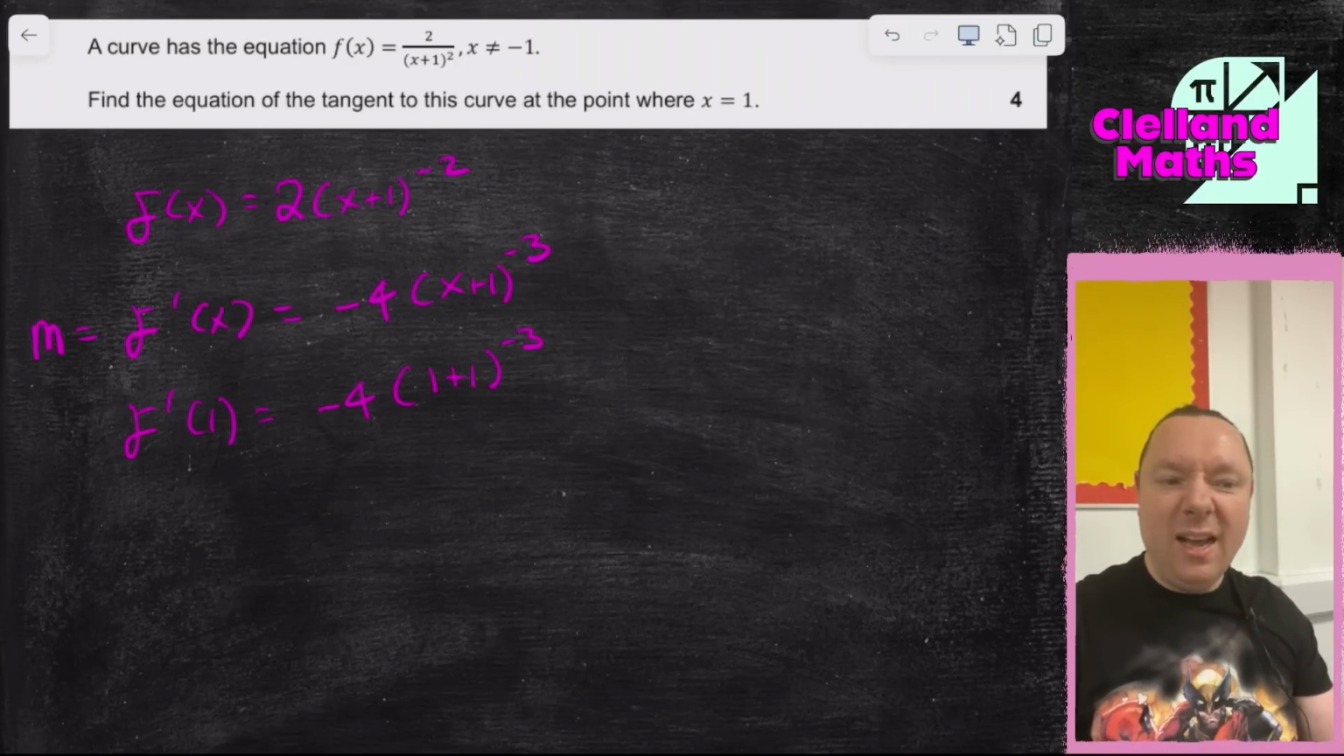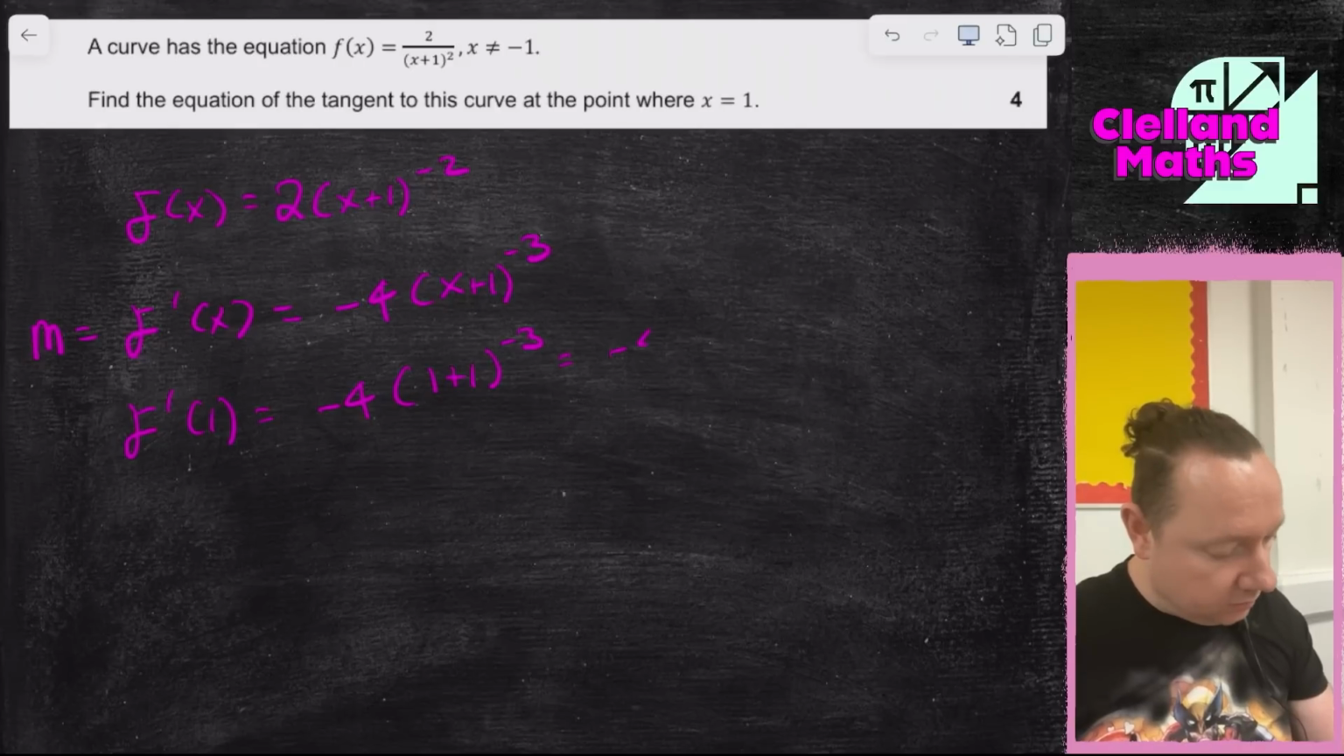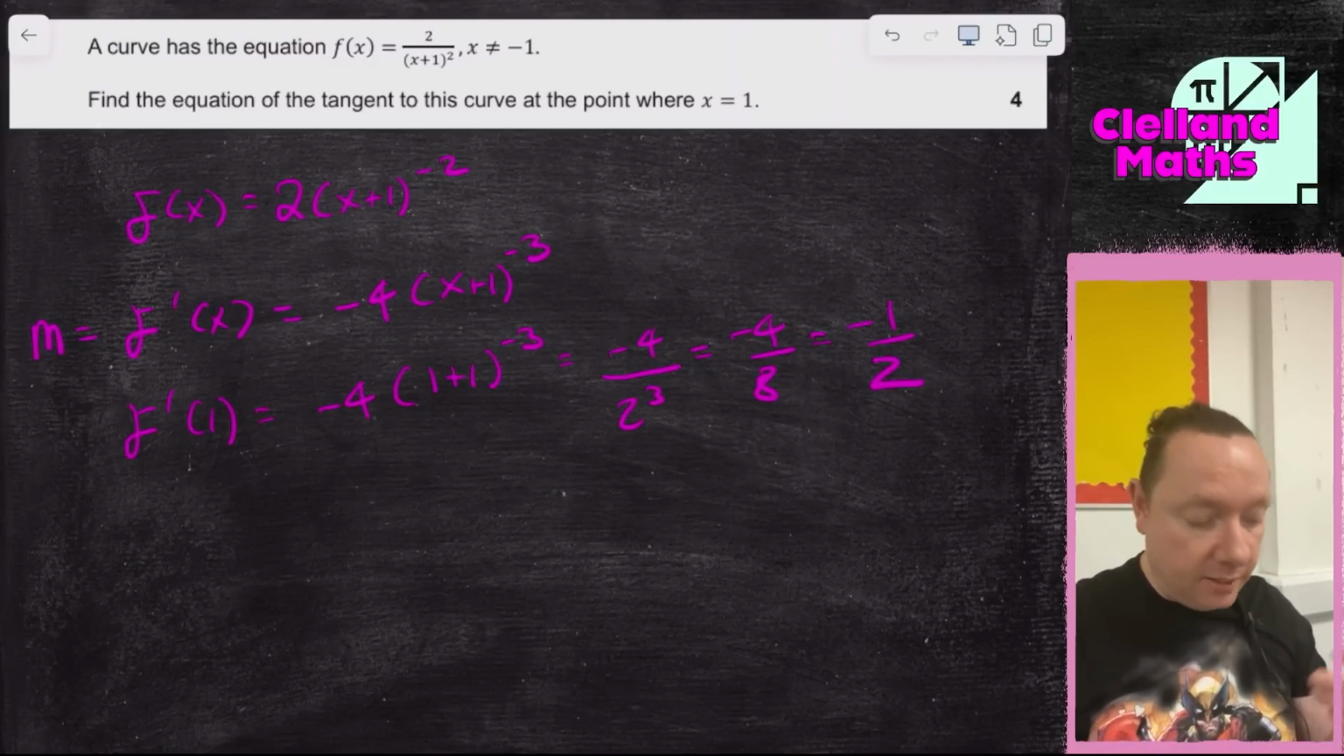Now, I probably want to leave that as a fraction, but you're using a calculator, remember, if you have to. But I'll leave that as minus 4, 1 plus 1 is 2 over 2 cubed, minus 4 over 8. That gives me a gradient of minus a half. Now I need a point.